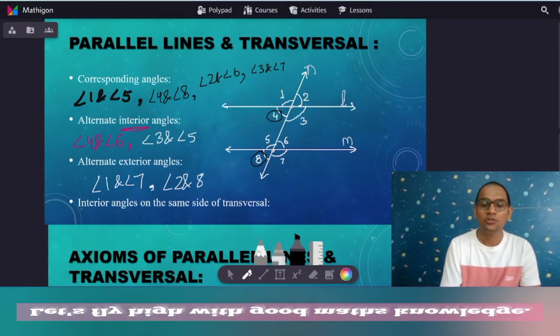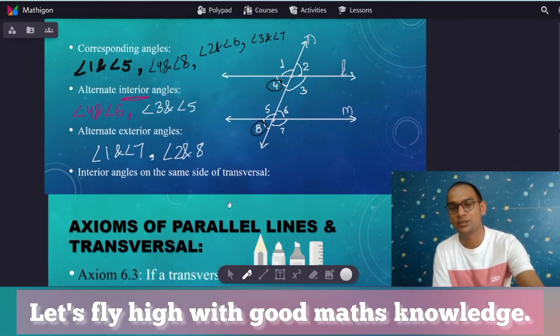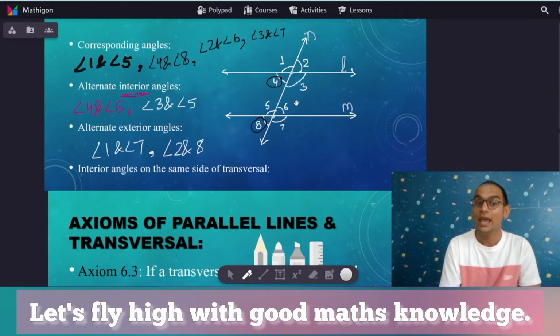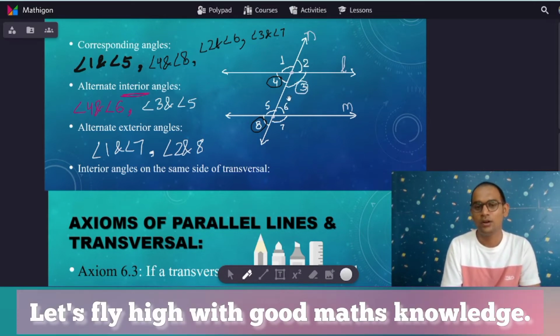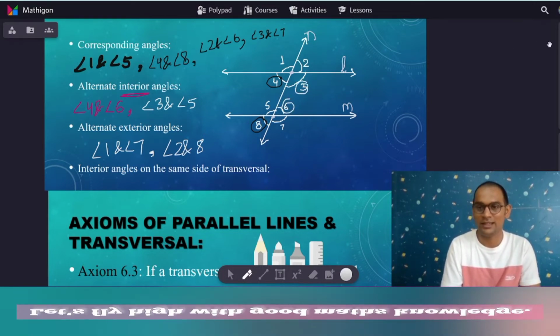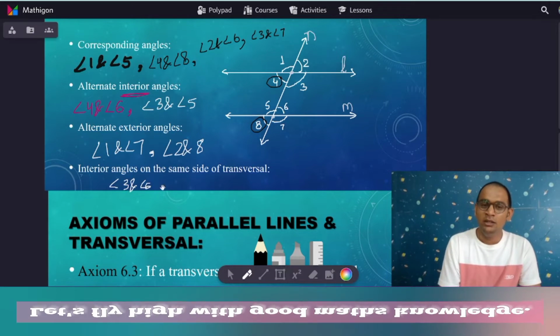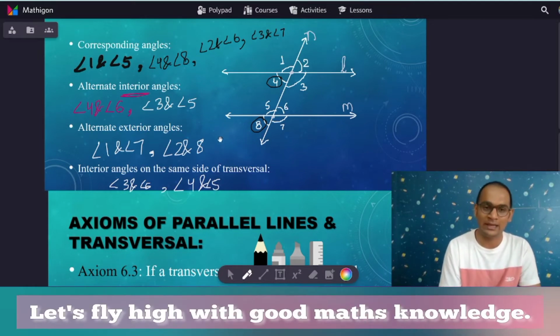Now, angles on the same side of the transversal. What do we mean by same side of the transversal? That means they are either on the right side or on the left side. Same side of the transversal, as well as they should be interior. So 4 and 6, 3 and 6. That is why it is called interior angles on the same side of the transversal. So angle 3 and angle 6, then angle 4 and angle 5. Yeah, so these are the types of angles we have.